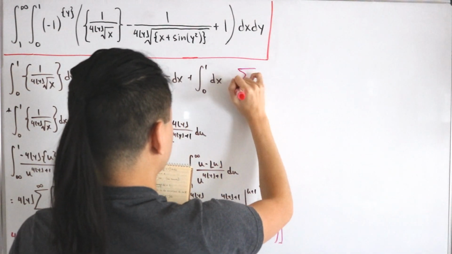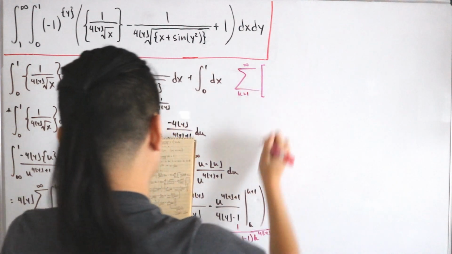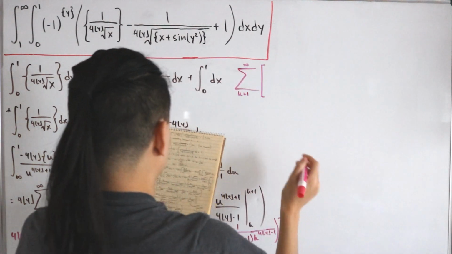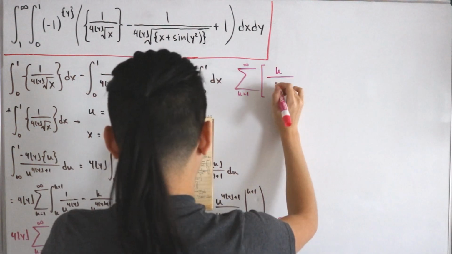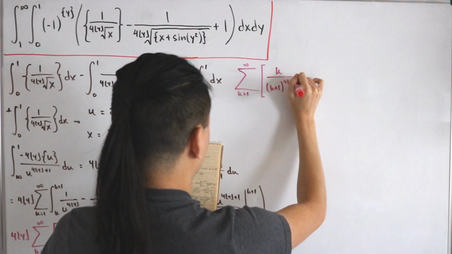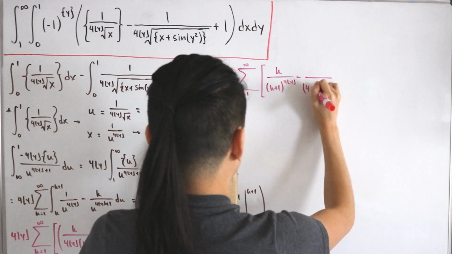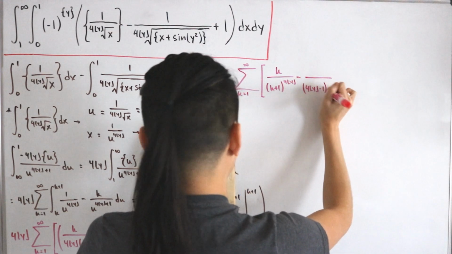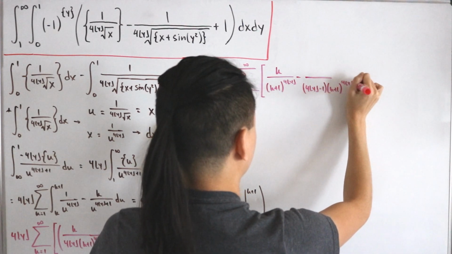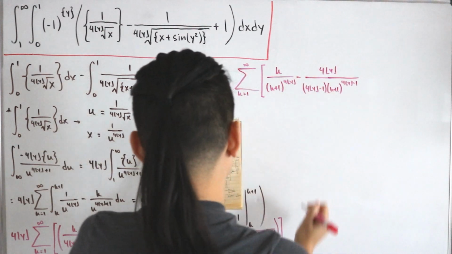So continuing forward, we have the infinite sum, k equals 1. After distributing the 4 floor y into everything over here, this now yields just k divided by k plus 1, to the power 4 floor y. Then we subtract. Let me first write the denominator, so this is still 4 floor y minus 1, then k plus 1 to the power 4 floor y minus 1, and then the numerator is going to be 4 floor y.